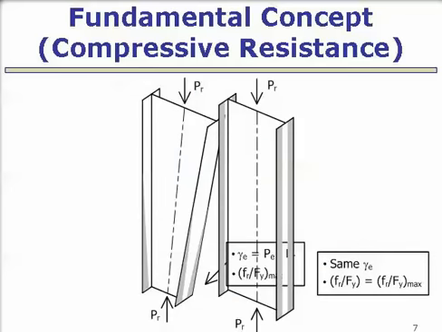So let's say you have these Web-Tapered members, and under a constant axial load P sub r, you will have the maximum value of Fr over Fy at the bottom. And you can calculate the gamma sub e value by P sub e, which is the elastic buckling load, over the required axial force. An equivalent prismatic member is a prismatic member that has the same gamma sub e value, and the Fr over Fy value equals the maximum Fr over Fy value that you get from the tapered member.